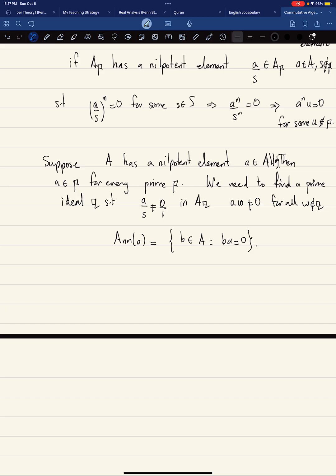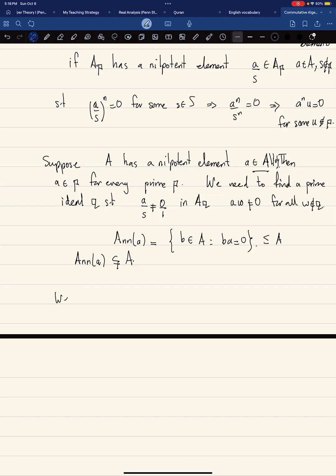So this is an ideal of A, because it is closed under addition, negatives, multiplication, and stuff like that. But it is not the whole ring. It is properly contained in A, because if 1 lies in this ideal, then that would mean that A is 0. But we know that A is non-zero from here. So this is a proper ideal.